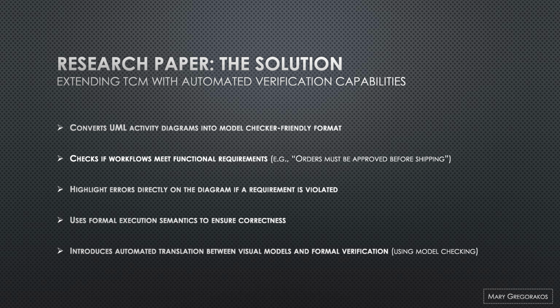It converts UML activity diagrams into a model checker-friendly format, checks if workflows meet functional requirements such as ensuring orders are approved before shipping, highlights errors directly on the diagram if a requirement is violated, and uses formal execution semantics to ensure correctness. This implementation creates a seamless bridge between intuitive visual modeling and rigorous formal verification. The automation of this process means workflow designers can detect logical errors before implementation without needing expertise in formal methods or model checking techniques.